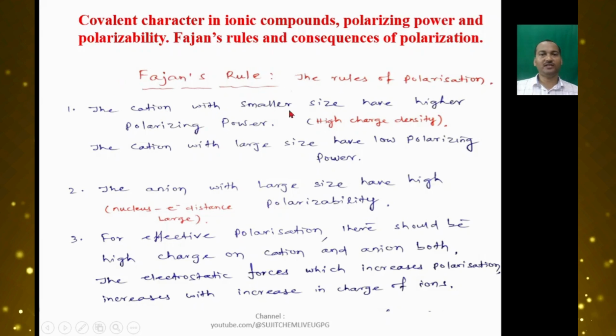Usually the cation with smaller size has higher polarizing power. So this is due to high charge density. And the cation with large size has low polarizing power. And the anion with large size has high polarizability, because the nucleus and electron distance is large. And for effective polarization, there should be high charge on both cation and anion. And the electrostatic forces which increase polarization increase with increase in charge of ions.